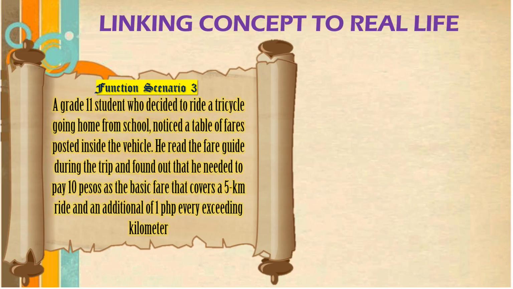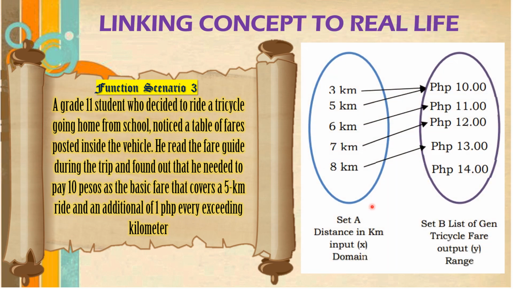Okay. Next, we have your function scenario number 3. A grade 11 student who decided to ride a tricycle going home from school noticed a table of fares posted inside the vehicle. So he read the fare guide during the trip and found out that he needed to pay 10 pesos as the basic fare that covers a 5-kilometer ride and an additional 1 peso for every exceeding kilometer. So we're going to represent this as a mapping diagram.